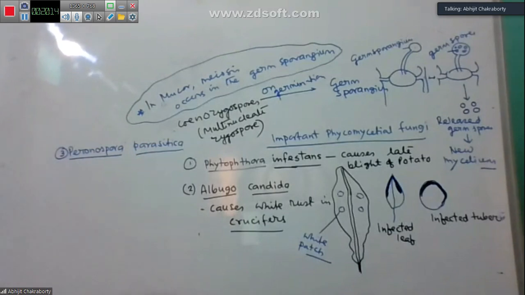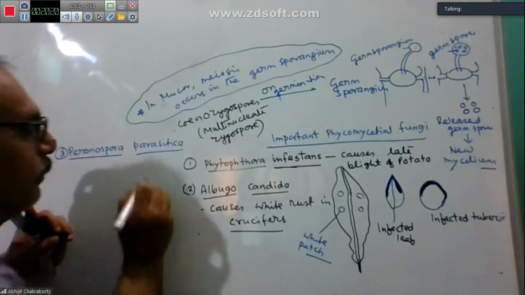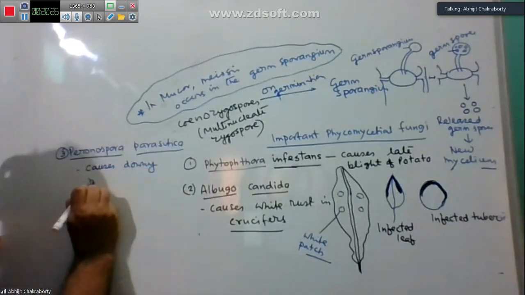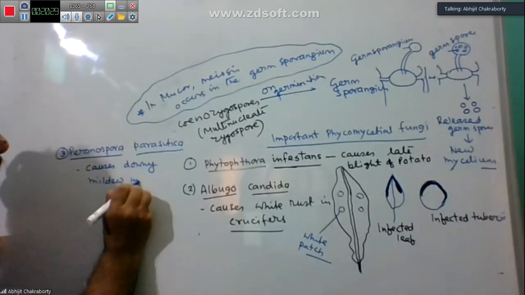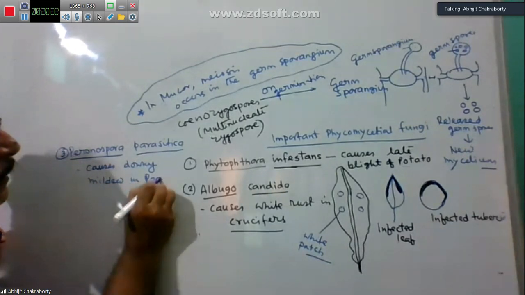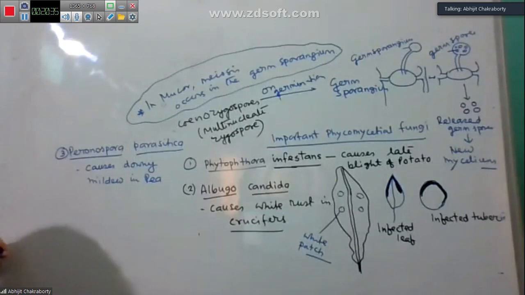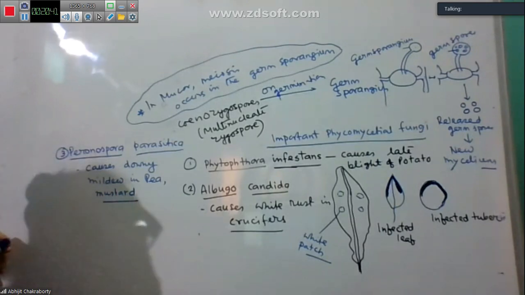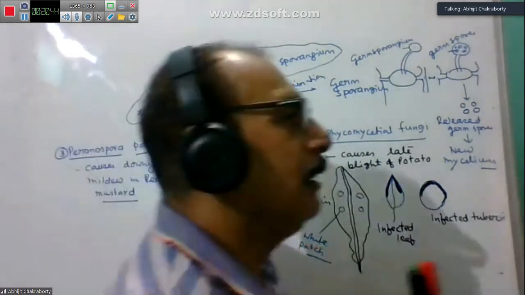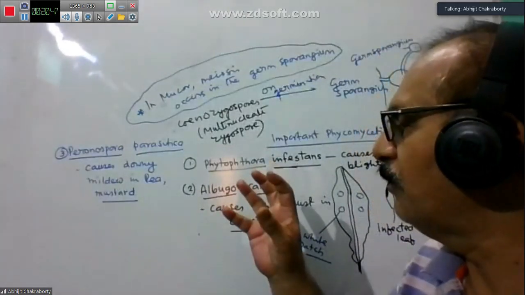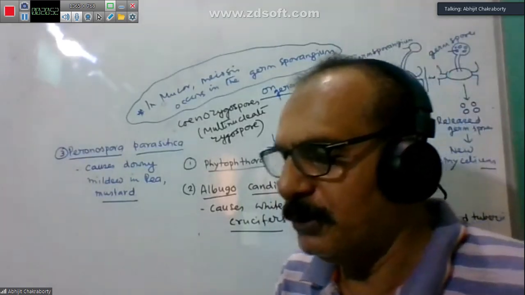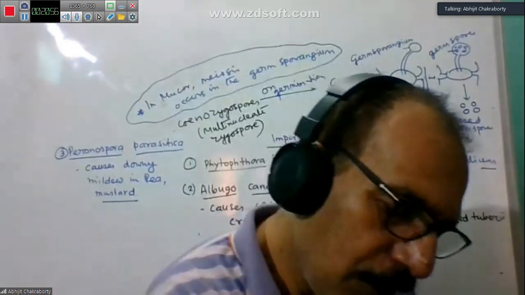Peronospora parasitica causes downy mildew in, suppose, pea, sometimes mustard, etc. What happens in downy mildew? In case of downy mildew, a woolly appearance is found on leaves. The leaves show some woolly appearance, then this is called downy mildew.